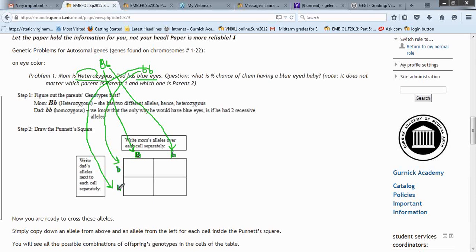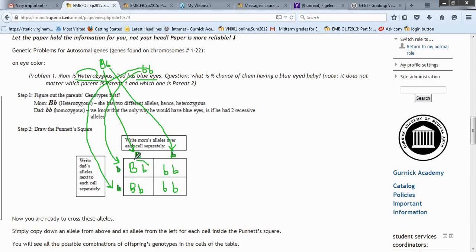Okay. Now, once we have done that, from here it's pretty straightforward. We just copy from the top, from the side, from the top, from the side, copy from the top, copy from the side over here, copy from the top, from the side. So now we have established the possible genotypes of their babies. These are their babies, okay? And now that we have all their genotypes, we can figure out their phenotypes based on the genotypes. So let's take a look at their phenotypes.